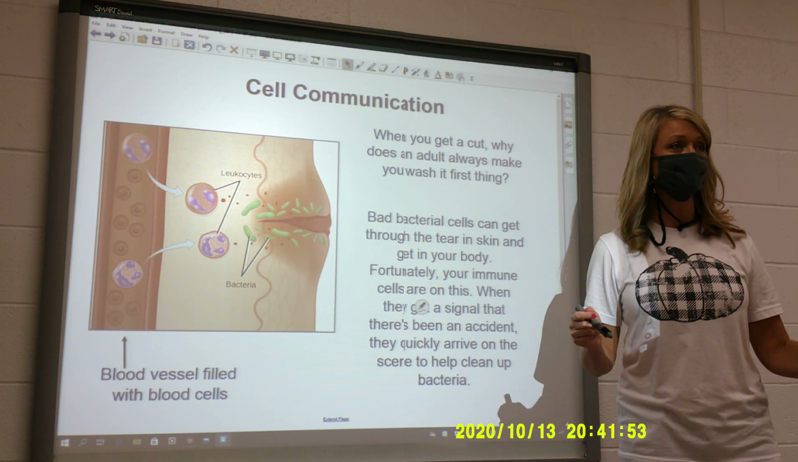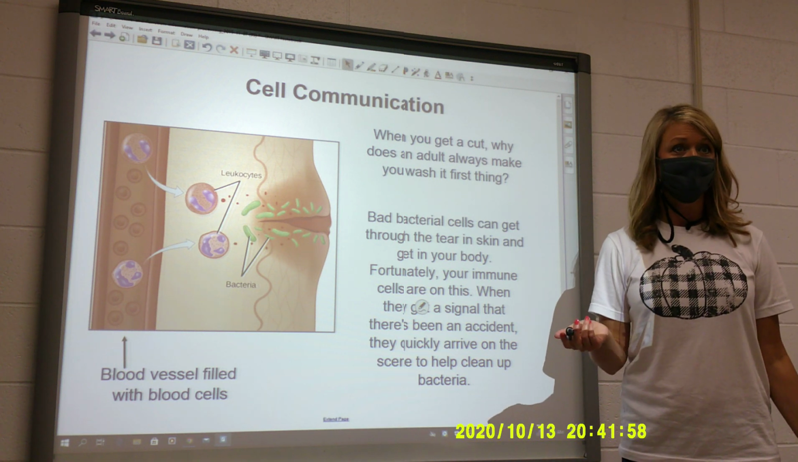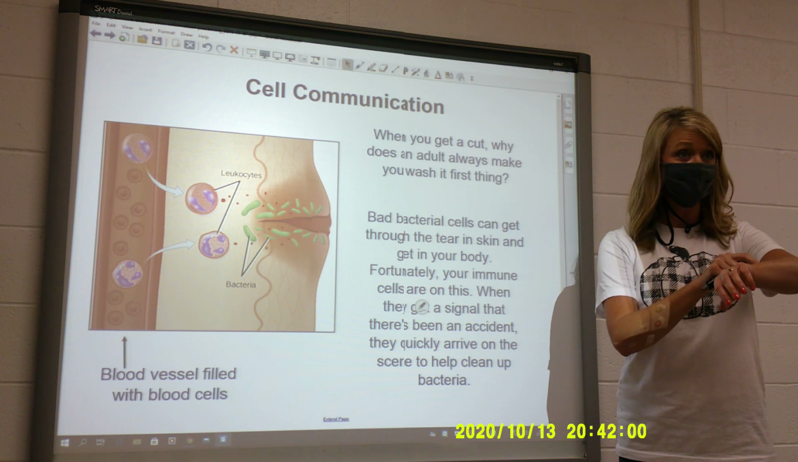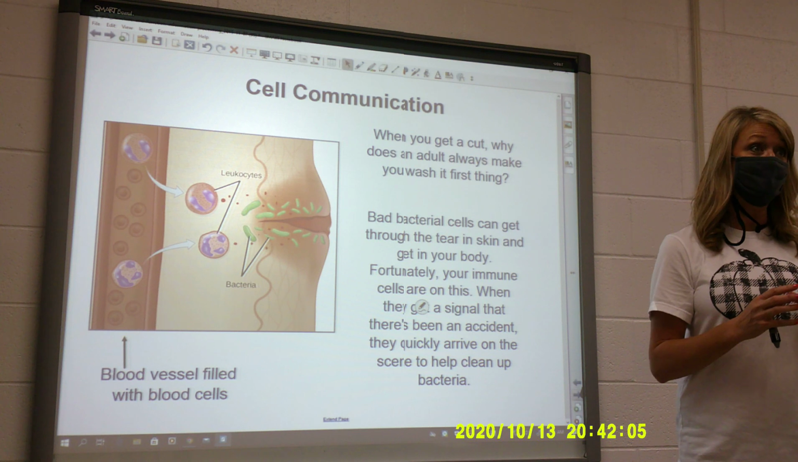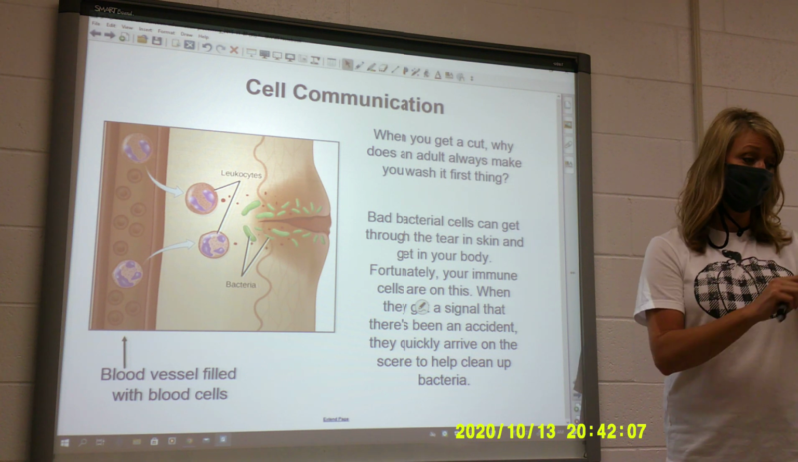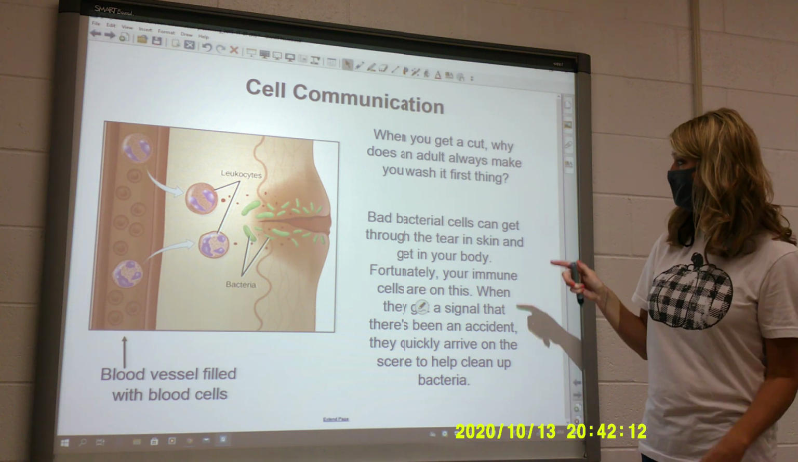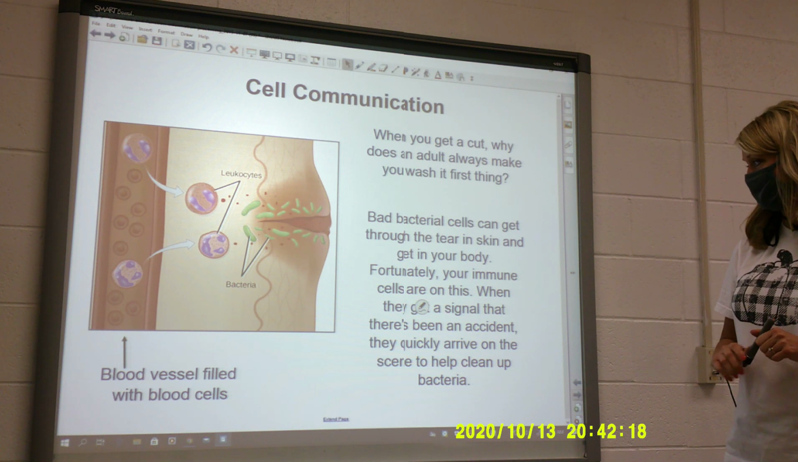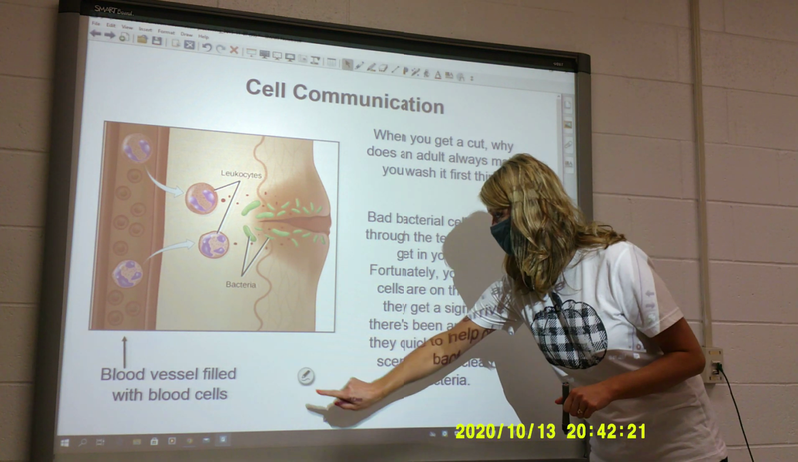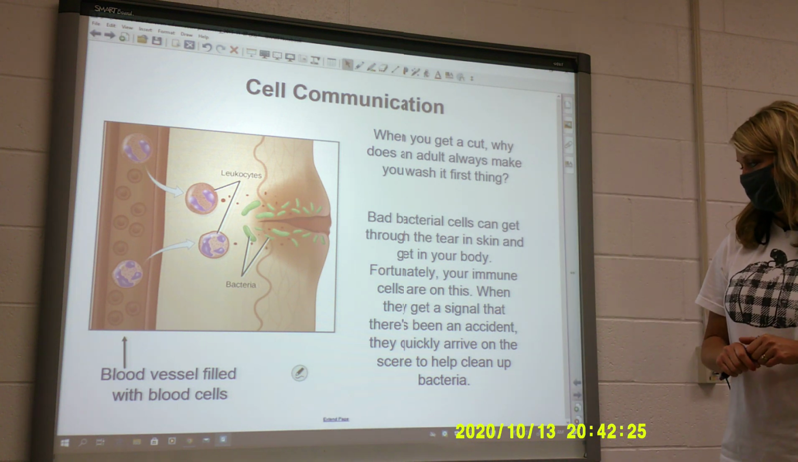When you get a cut, why does your mom always say, or your dad, make sure you wash it off? Why do they say that? Germs. Yeah, to get rid of all that bacteria that's in that cut. Now, it doesn't get rid of all of it, but you can get rid of a big portion of it, so that bacteria can't get into your bloodstream. That's why the first thing is, wash it off. Bad bacteria cells can get through the tear in the skin and get in your body. Fortunately, your immune cells are on this. When they get a signal that there's been an accident, they quickly arrive on the scene to help clean up the bacteria.